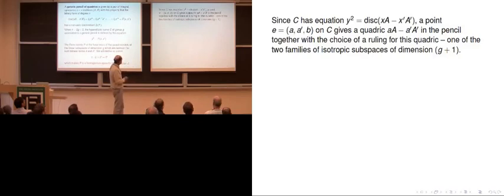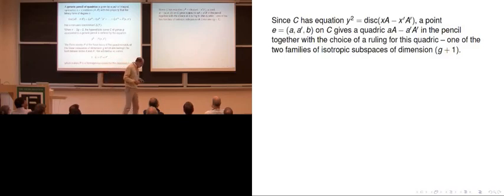So what's a point on the curve? Well, it's a point on the projective line, A and A prime. That gives us X and X prime. So that gives a quadric in the pencil, because the projective line is what's parametrizing the different quadrics in our pencil. And what does this Y give? Well, it's a square root of the discriminant of that specific quadric.